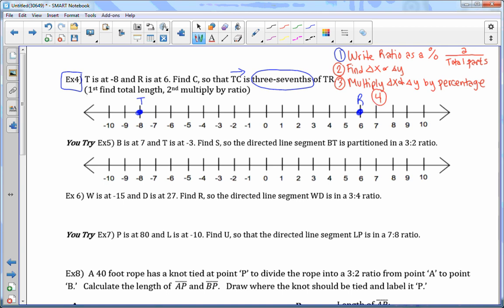And then you add that to the starting point. Sometimes the starting point is on the left, sometimes the starting point is on the right.